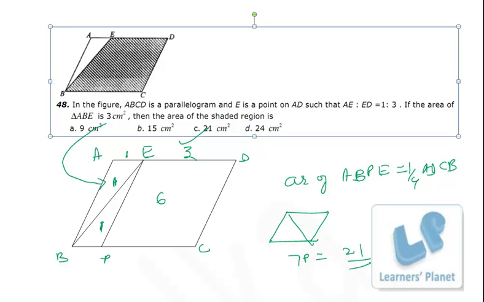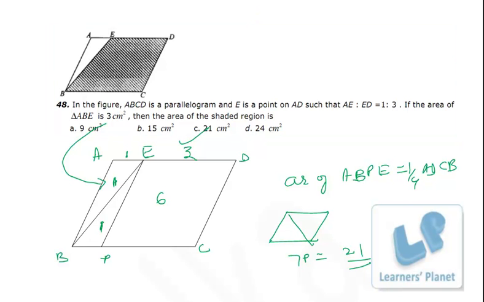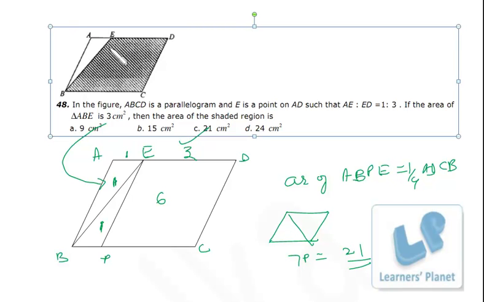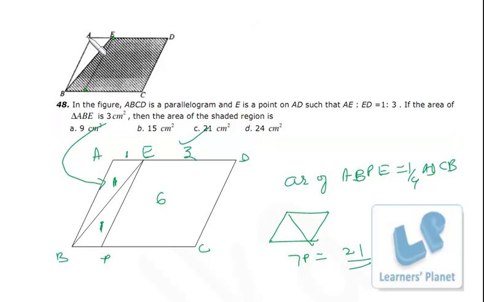So you can see hardly any paperwork is required, right? If you are conceptually clear, you don't even have to draw the diagram. You just visualize a line from this point to this point. Then ABPE is 1/4 of the entire parallelogram, so its area will be 1/4 of the entire parallelogram.